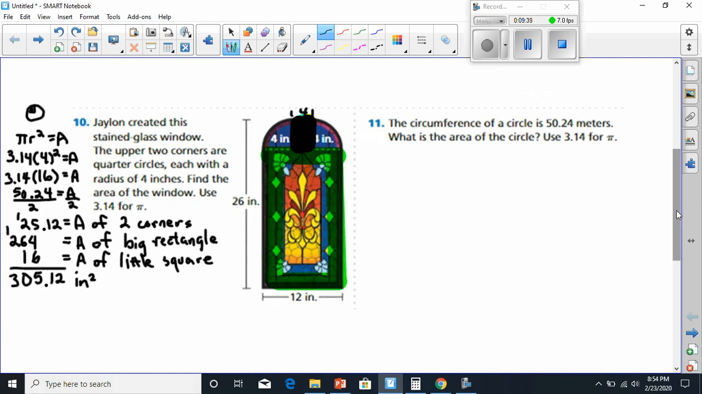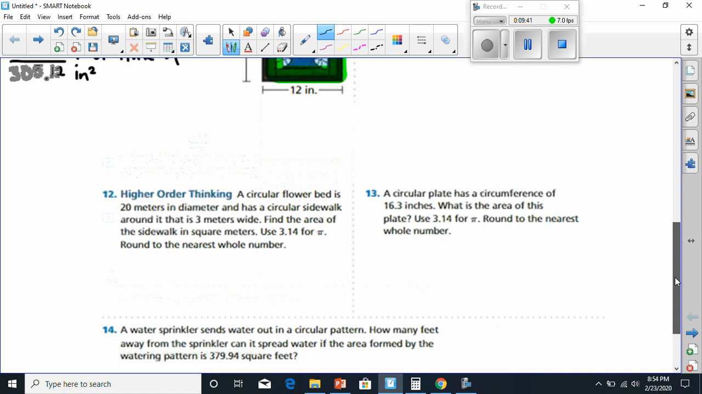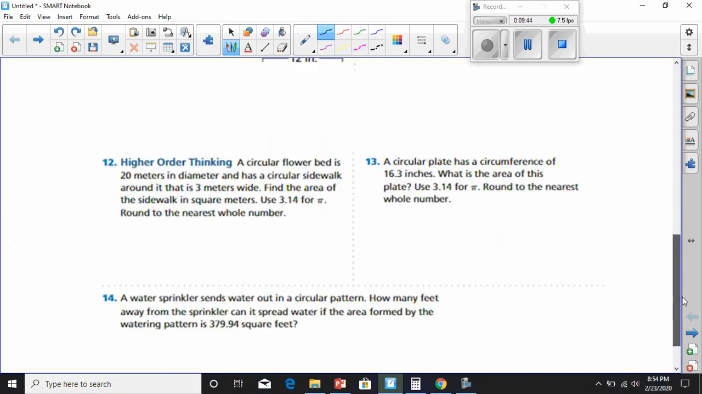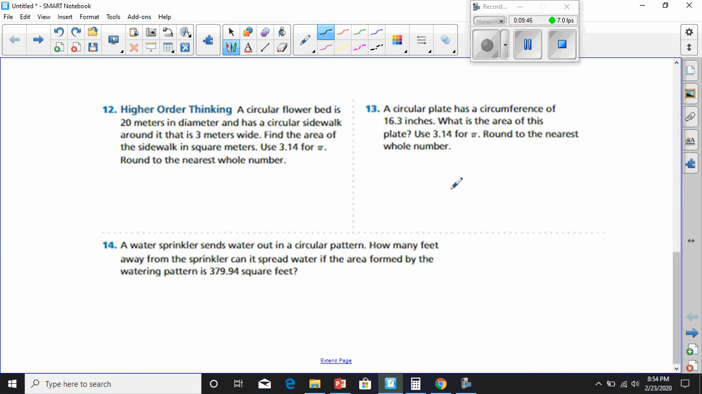All right, we should be moving on now to number, let's see, did number 10, so I'm on number 12 now. High order thinking, huh? It says here a cactus flower bed is 20 meters in diameter, okay? 20 feet in diameter, and has a circular sidewalk around it that is 3 meters wide. So the cactus flower bed is 20 meters in diameter. So a diameter of 20.